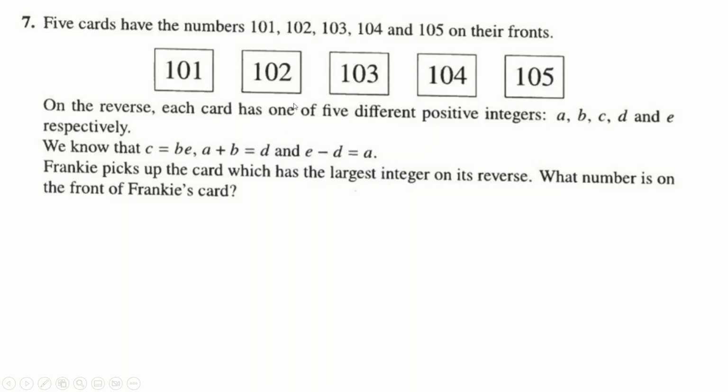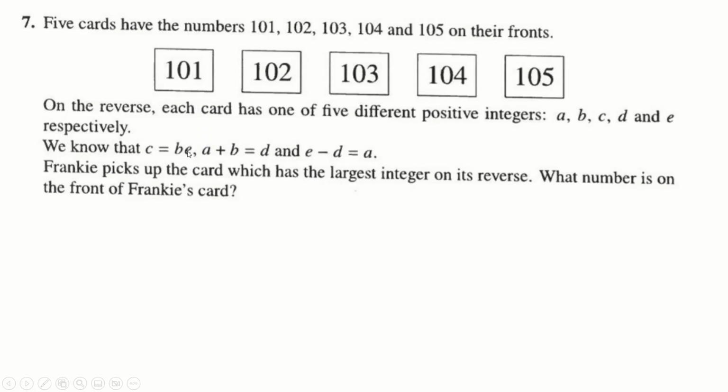Number 7. So we have 5 cards with these numbers on the front, and we have different positive integers on the backs. And it's asking us to work out which card has the largest other number on the other side. So clearly this is the largest number on this side, but we're looking at for which is the largest number on the other side. Okay, we have these rules to work with. Now we need to just be logical here about different positive integers.